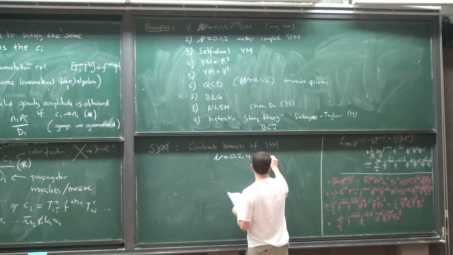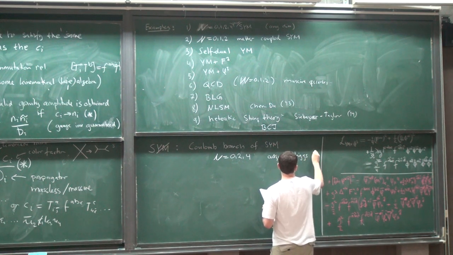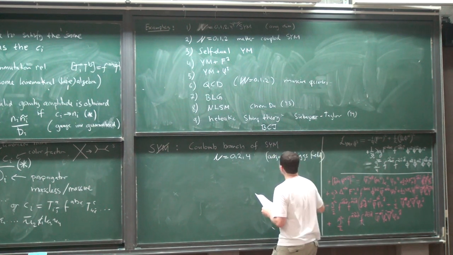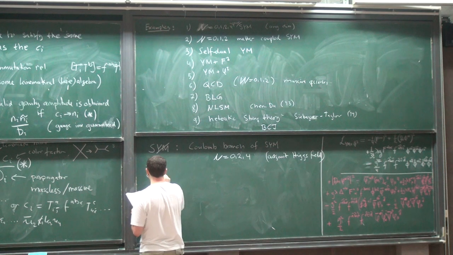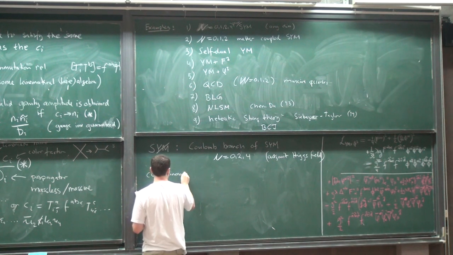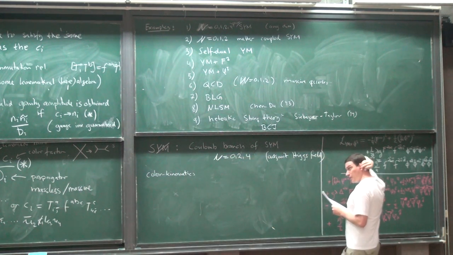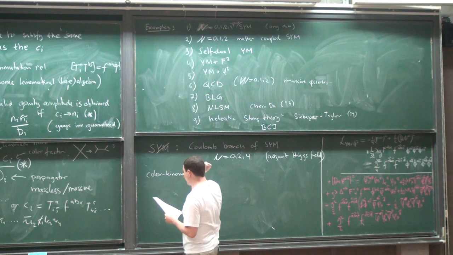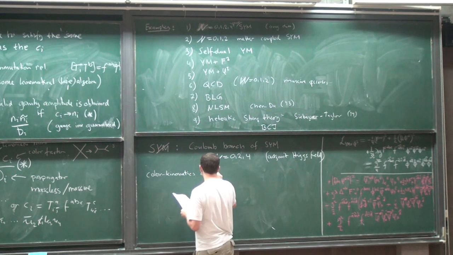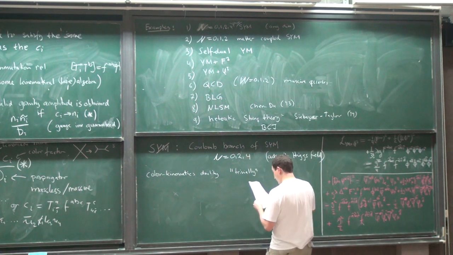So in particular, this is an adjoint Higgs field. So maybe the first observation. Yes, but then you would have a fundamental Higgs field. So as far as color-kinematics duality goes, it's more or less trivial, and I will come back to what the quotation marks mean.